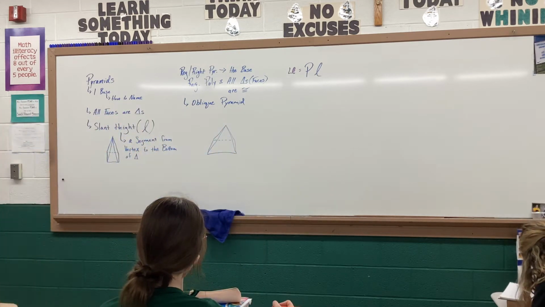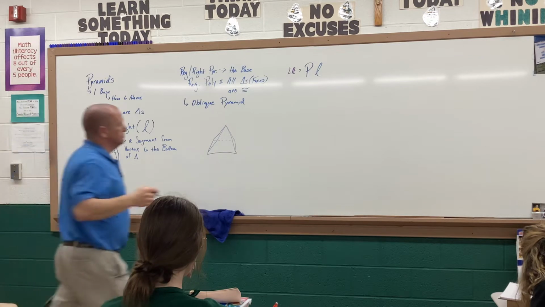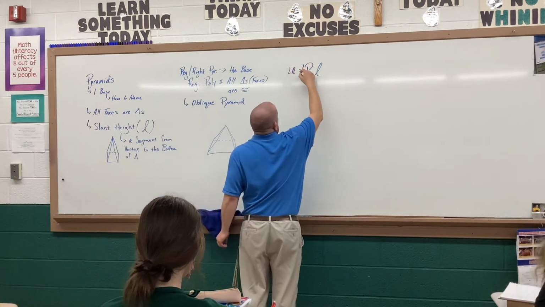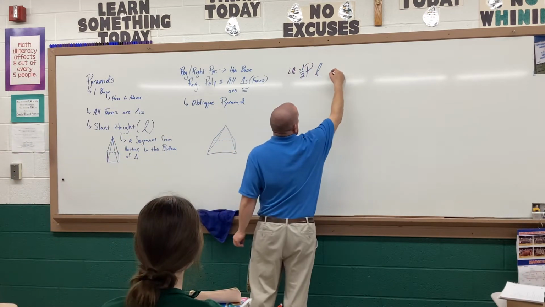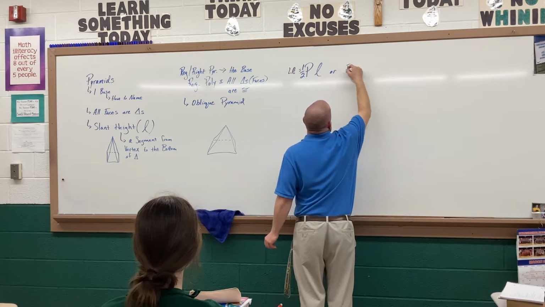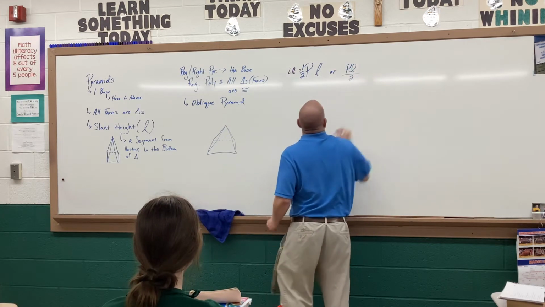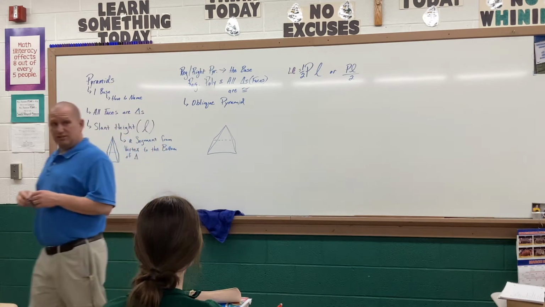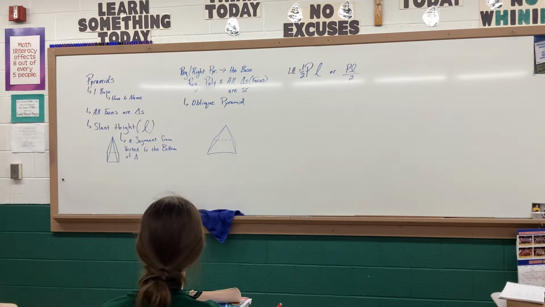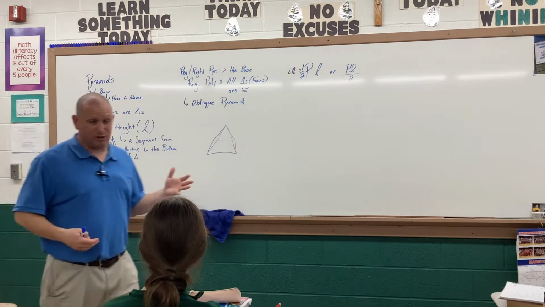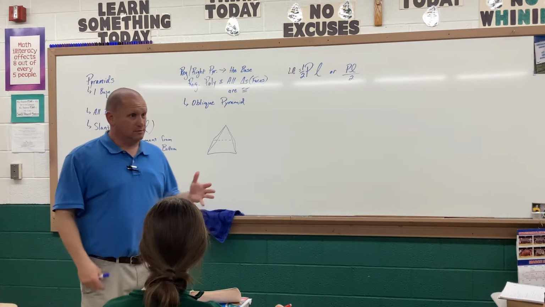But then what did Chiron say? Divided by 2. So you can either write it as 1/2 PL, or as Chiron said, capital P L divided by 2. But essentially it's the same thing. And now we're still talking about an area, so remember that at the end, my label's still squared.